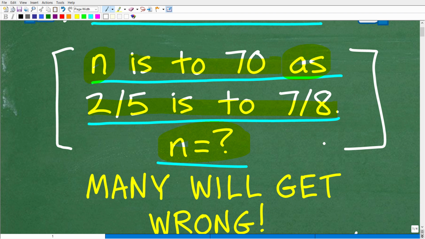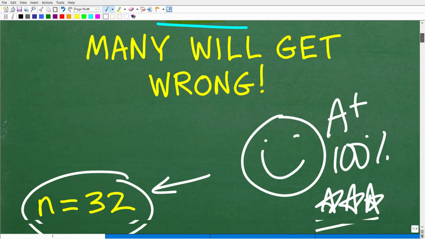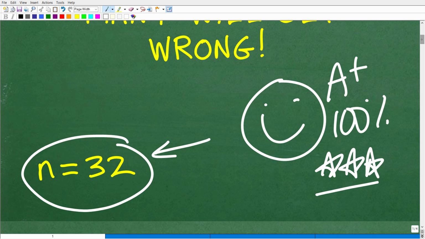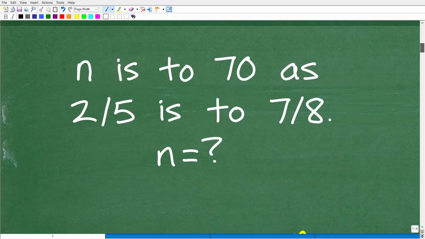This is what we call a proportion problem in math, and we're going to be using some basic algebra to solve this problem. Nothing too scary, so if you didn't get this right, if you stick with me for a few minutes, you'll totally understand what's going on. All right, so first things first, here is our problem. We need to interpret the components of this problem. So here we have n is to 70, and then we have 2 fifths is to 7 eighths.